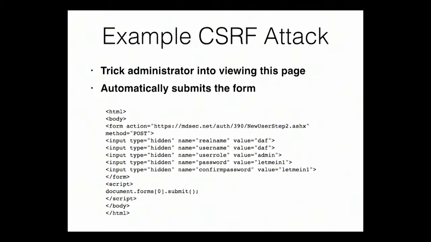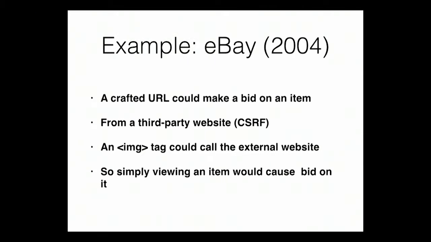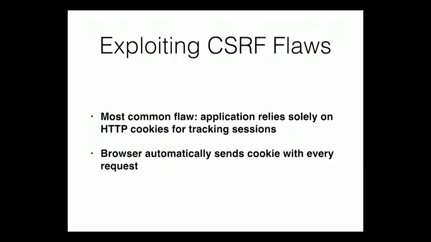You don't click anything. It's like that image tag. Just viewing the page, you've now sent a request to the server, which is a post request with all these parameters filled in. So now you have created a user account with that name and password and all that jazz. So that happened to eBay. You can make a URL that would bid on an item from a third-party website. You could call the external website from an image tag. So simply viewing the item and seeing the picture would make a bid on it. Very much like the Sammy worm, where viewing the page, you would add him to your friends and put a copy of the image on your page, or copy the code on your page, so all of your friends will keep adding his friends. So, all right, that's the problem, because the cookie is automatically sent.